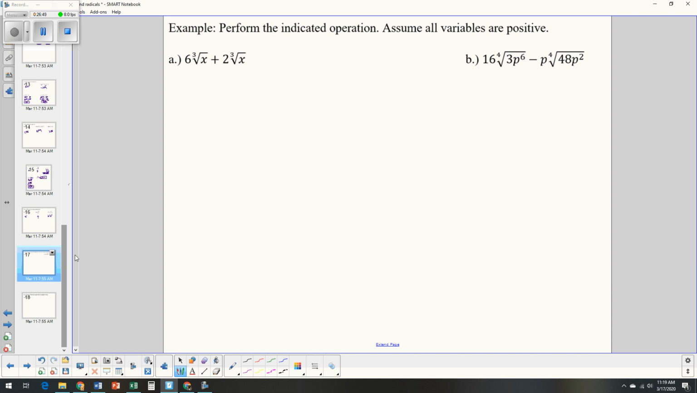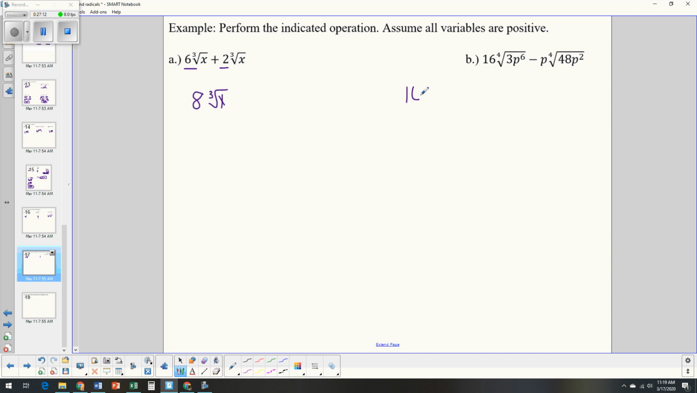So some of these are going to be a little easier as long as they're exactly the same. We're going to still treat them as variables just like we did before. So cube root of x are good. We're going to focus on 6 plus 2, 8 cube root of x. For b, these are not the same. So I'm going to focus on one part at a time.